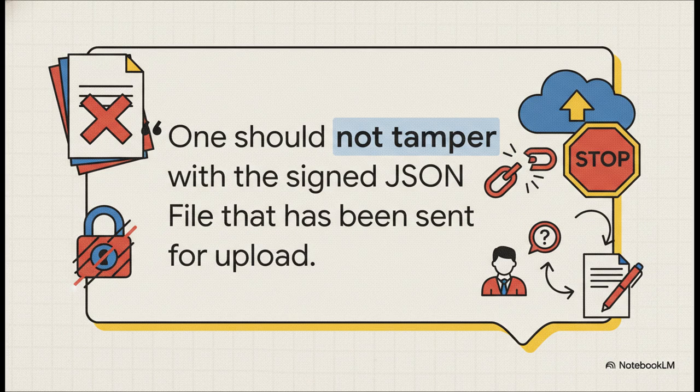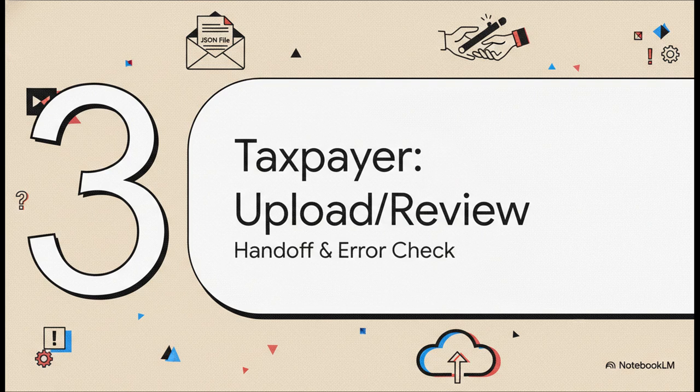The GST system is designed to detect any changes. And if it does, it'll invalidate that signature and you'll get an upload error. If you find a mistake, the only solution is to go back to the auditor and ask for a new re-signed file.